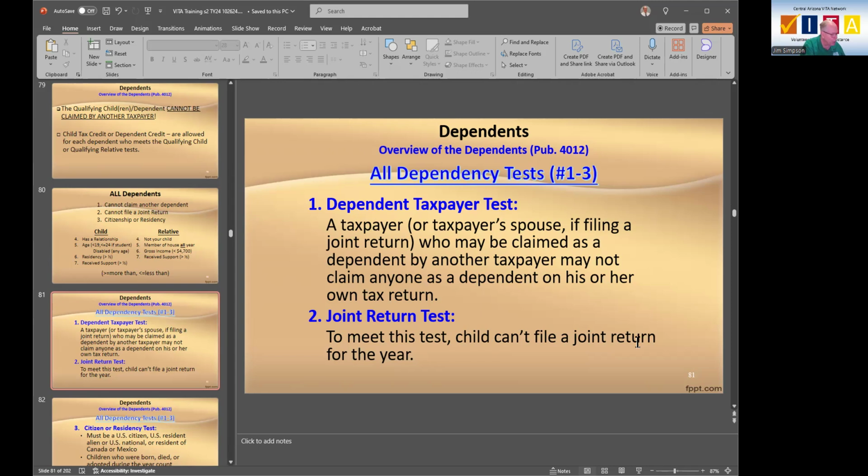There's table 1 that's for all dependents. There'll be a table 2 for qualifying relative, and then a table 3 for children of divorced or separated parents who live apart. So get used to using these tables and being able to find the information in them, okay? So let's go over some of those rules, okay? So for all dependents, the dependent taxpayer test says a taxpayer who could be claimed as a dependent by another taxpayer cannot be claimed on this return that you're doing.